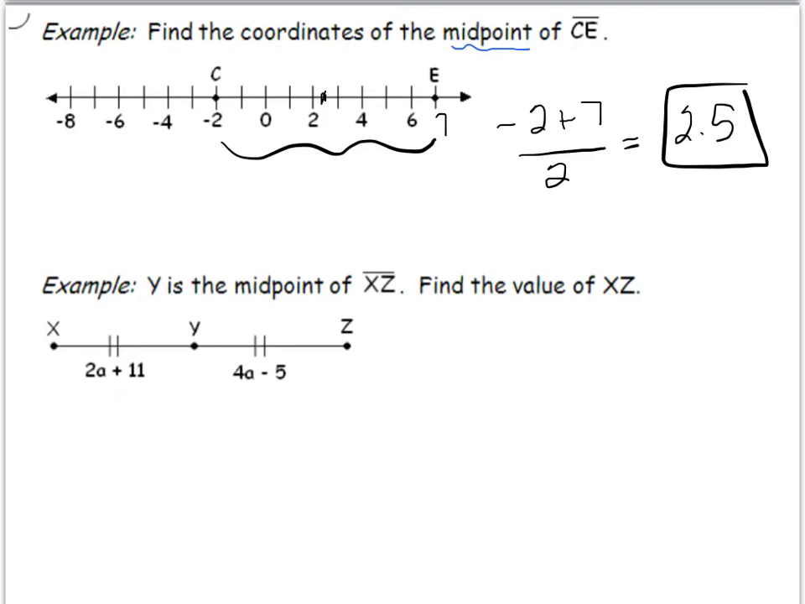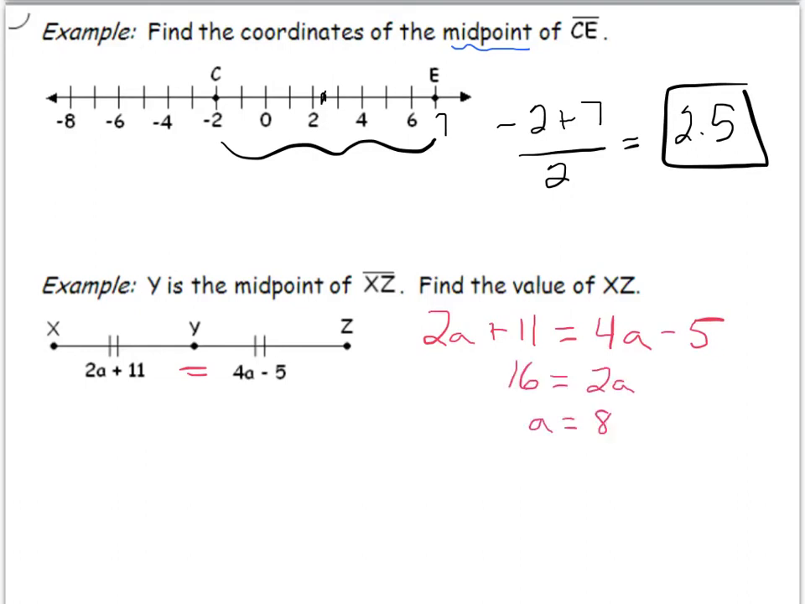So if they're congruent, they have the same exact measurements, meaning we are going to set these 2 equal to each other. So we will have 2a plus 11 is going to equal 4a minus 5. Pause the video, try to figure out what a is, come back, and we'll get XZ together.